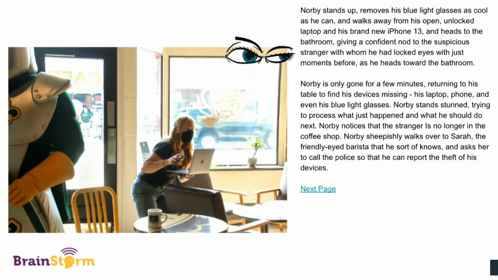Norby stands up, removes his blue light glasses as cool as he can, and walks away from his open, unlocked laptop and his brand new iPhone 13 and heads to the bathroom, giving a confident nod to the suspicious stranger with whom he'd locked eyes just moments before. Norby is only gone for a few minutes, returning to his table to find his devices missing: his laptop, phone, and even his blue light glasses gone.